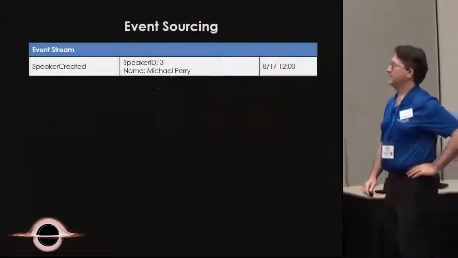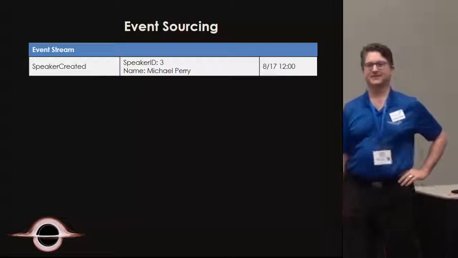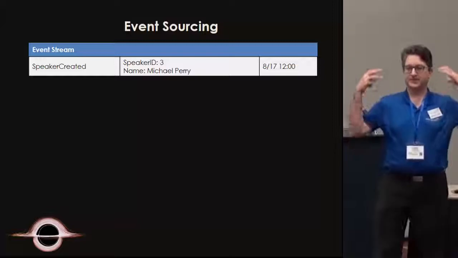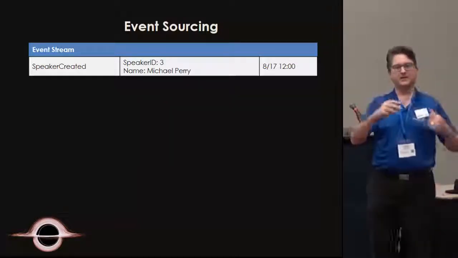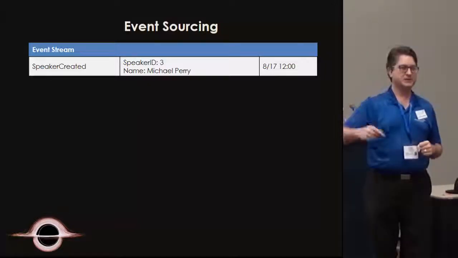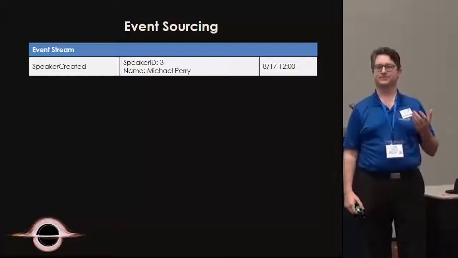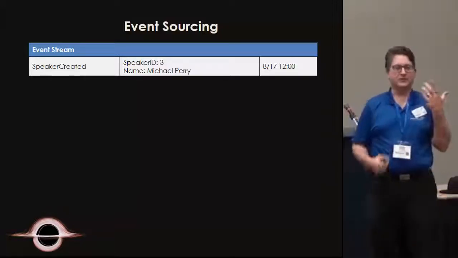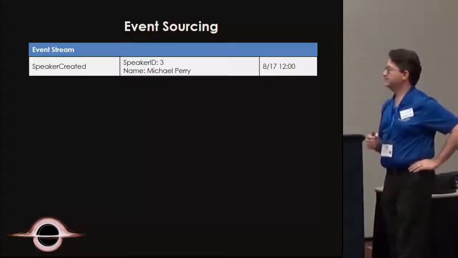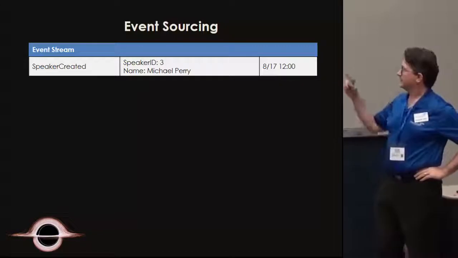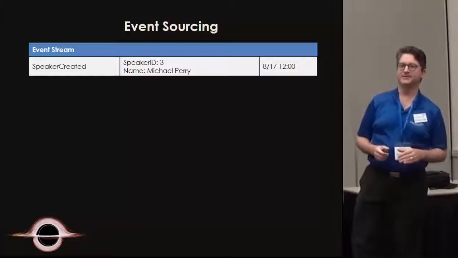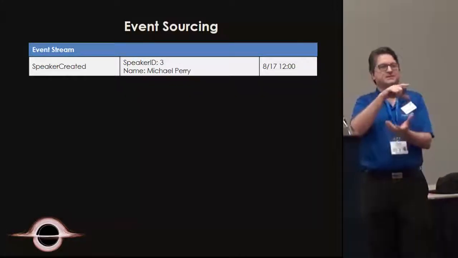So there's another idea out there called event sourcing that attempts to solve these problems. With event sourcing, instead of keeping the state of the system and then having an audit log that shows how that state changed, we keep all of the changes themselves in an event stream. Then by replaying the stream, we figure out what the current state of the system should be. If I have an event called speaker created, then I'll say, okay, the speaker ID is 3, their name is Michael Perry, it was created on this particular date. And so I captured that event just as a document.